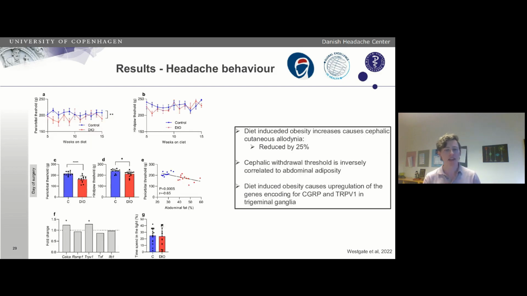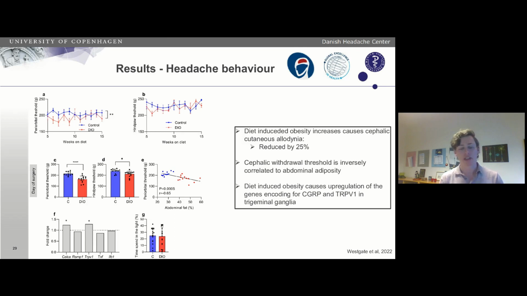We also looked at headache behavior in these rats. To assess headache in rodents, we apply force to the periorbital area, and the force at which they withdraw from that stimulus is considered to be at pain thresholds. I hasten to add that we were blinded for this. What we demonstrate is that, yes, these obese animals have reduced periorbital thresholds, i.e. a cephalic pain, which we see, for example, in migraine patients.